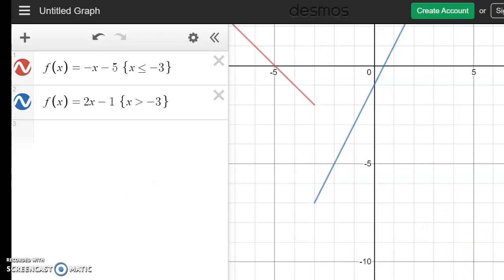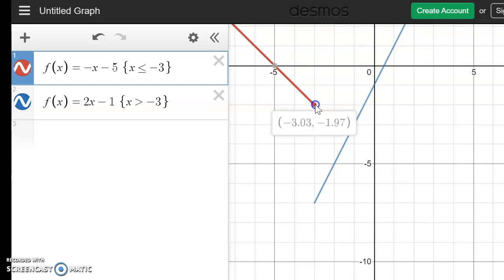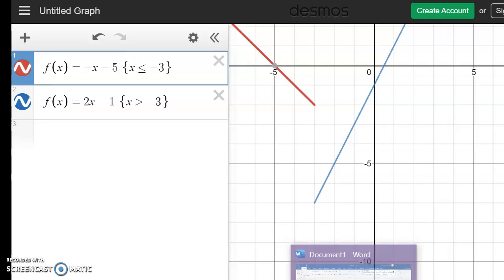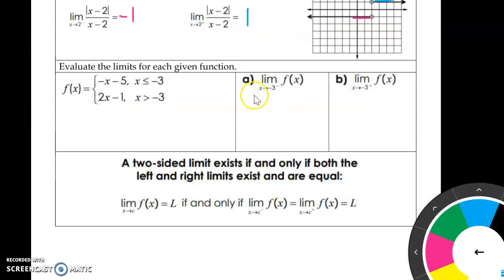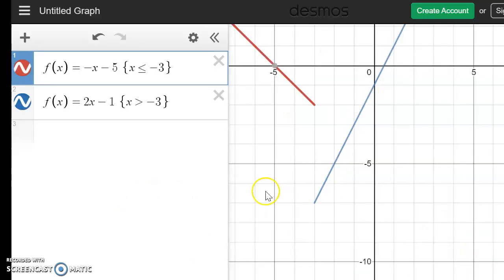So let's see. As x approaches negative 3, so here's negative 1, negative 2, negative 3, from the left-hand side. So as we approach from the left, we're getting closer and closer to this value here, which seems to be negative 2. Okay, so our limit here as x approaches negative 3 from the left-hand side is negative 2. Now let's look and find the limit as x approaches negative 3 from the right-hand side.